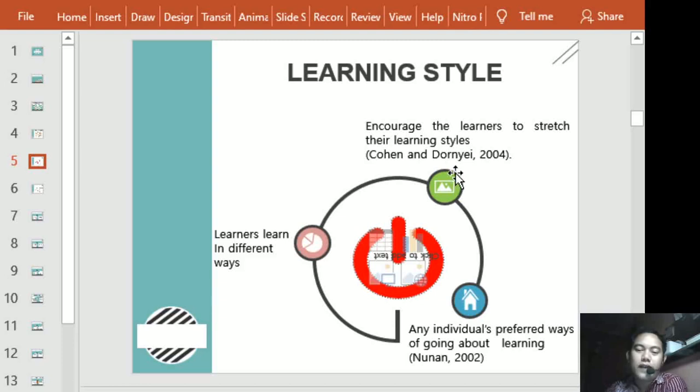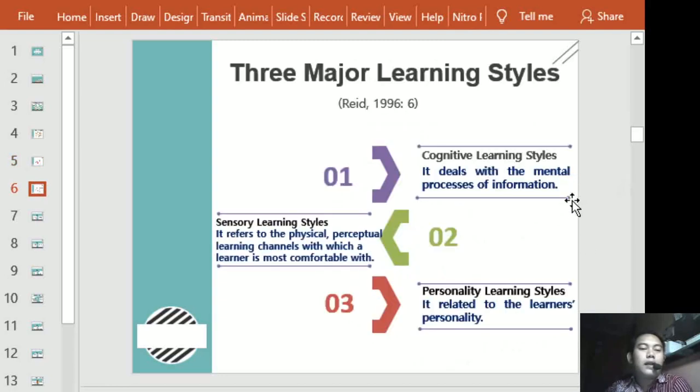It is also very likely to encourage the learners to stretch their learning styles so as to incorporate different approaches to learning they were resisting in the past. And then according to Reid 1996, there are three learning styles. The first one is cognitive, the second is sensory, and the last is personality.